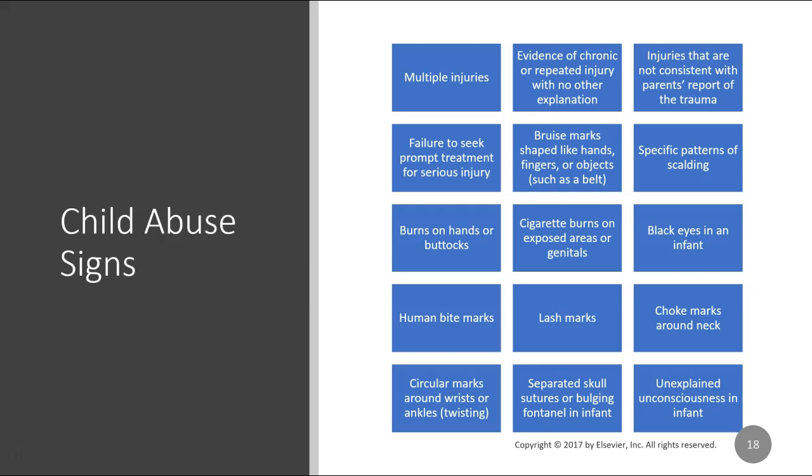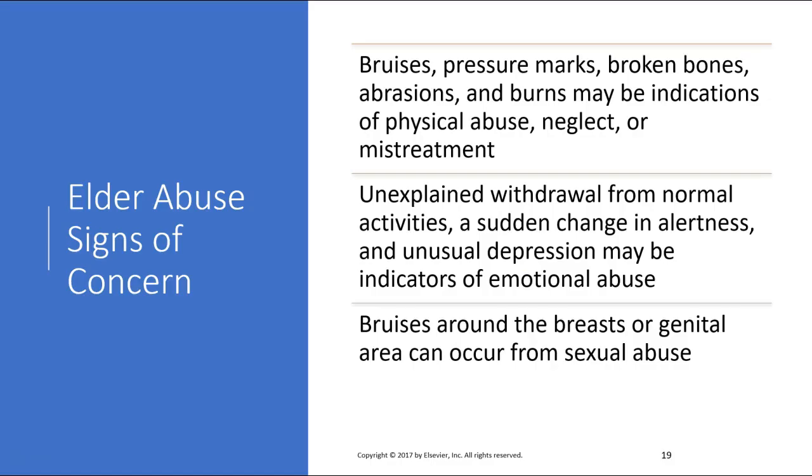Black eyes in an infant, human bite marks, lash marks, choke marks around the neck, circular marks around the wrists and ankles from twisting, separated skull fractures or bulging fontanelles in an infant. So watch for those if you're doing an x-ray. Unexplained unconsciousness of an infant. A lot of these are going to come to you, and we already know that this child was abused, so just be cognizant of who's in the room with you and careful what you say.